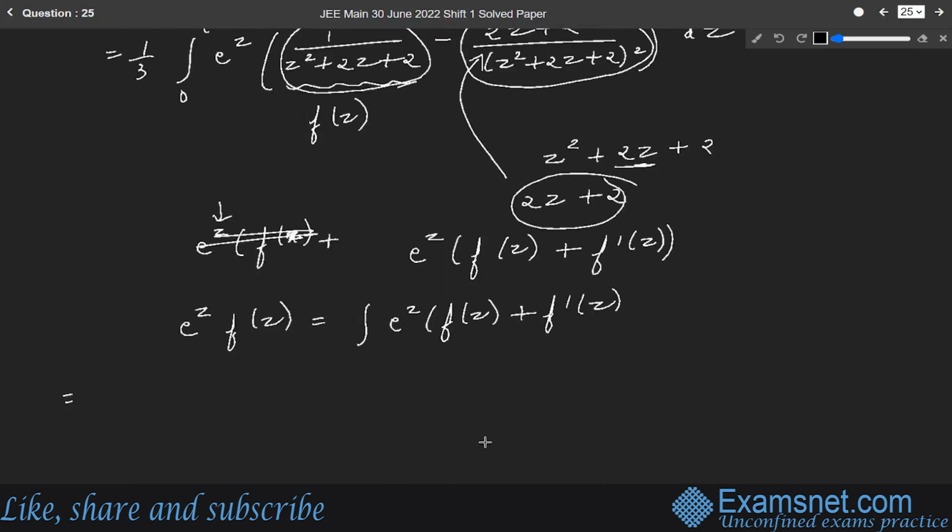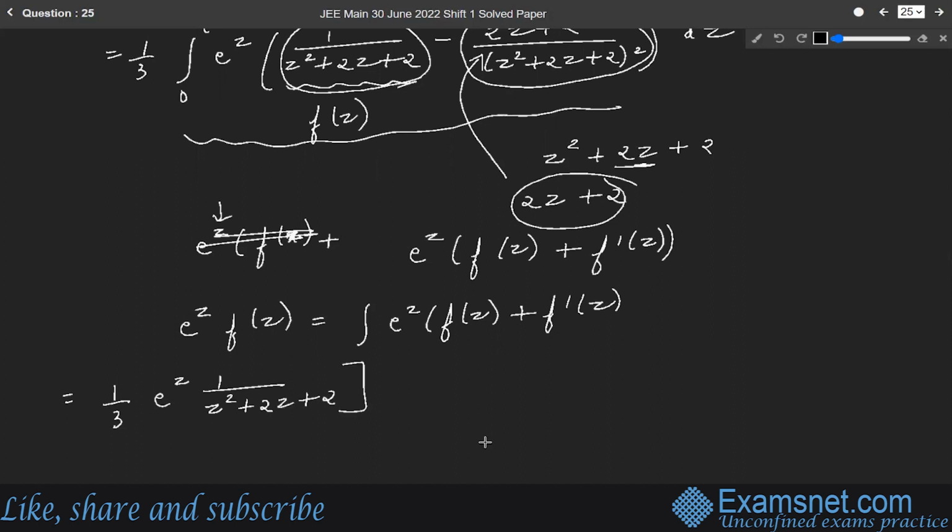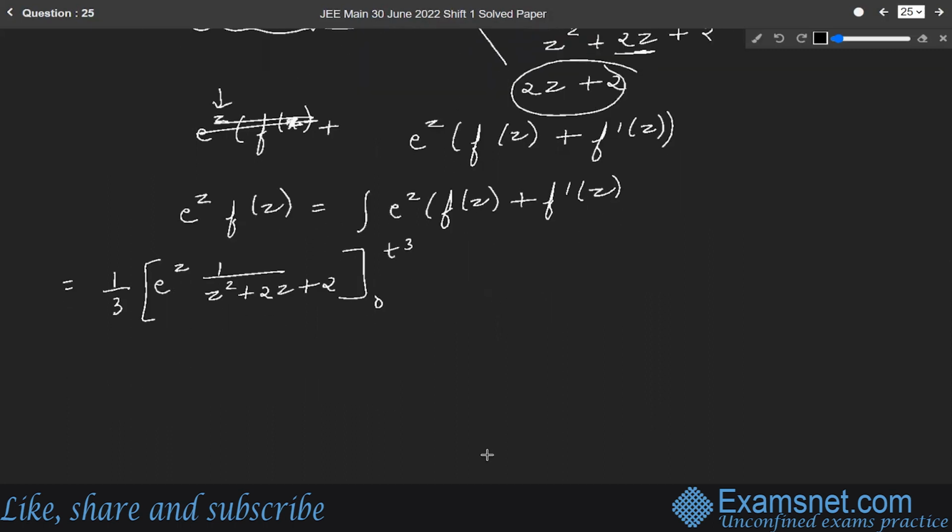So we can write it as 1 by 3. This whole part will be equal to what? E power z f of z. So e power z, what is f of z? The first part, 1 upon z square plus 2z plus 2. And what are the limits here? The limits are 0 to t cube, right? So now let us put the limits. So when we put the limits, we have 1 by 3 into e power z into 1 upon z square plus 2z plus 2, and the limits are 0 to t cube.